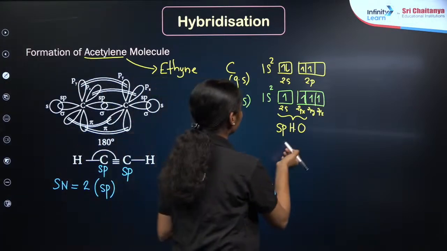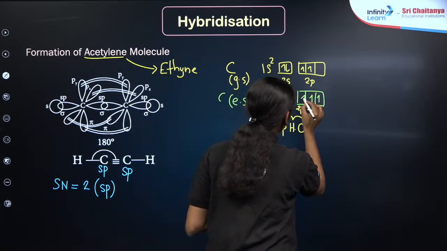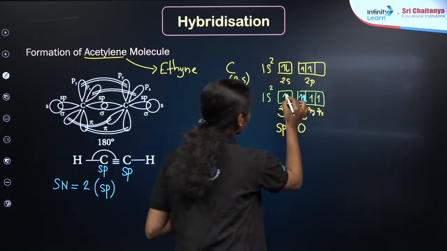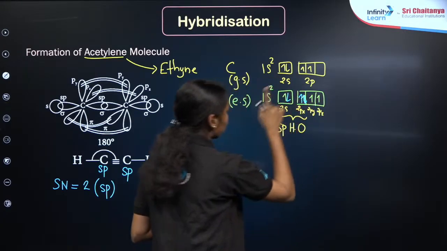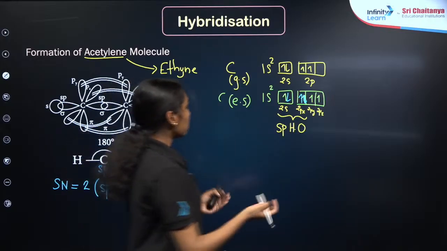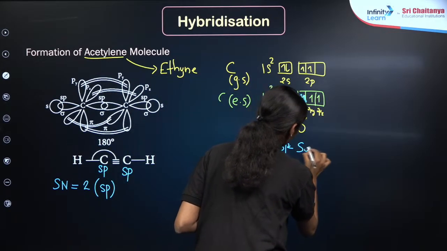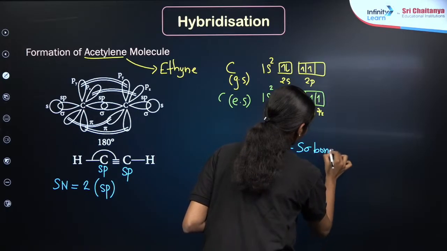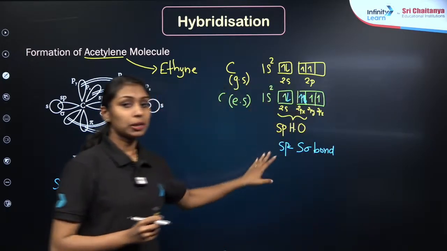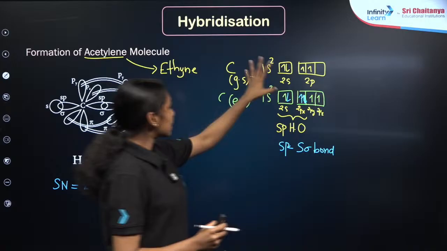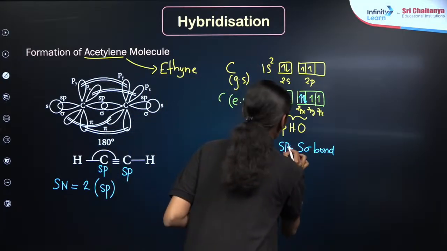One of the hydrogen atoms is overlapping here, and this carbon atom, this electron is coming from the neighboring carbon atom. Completely, it will form an sp-s sigma bond. This is for one carbon atom. Similarly, for the next carbon atom also, the same hybridization and overlapping happen.